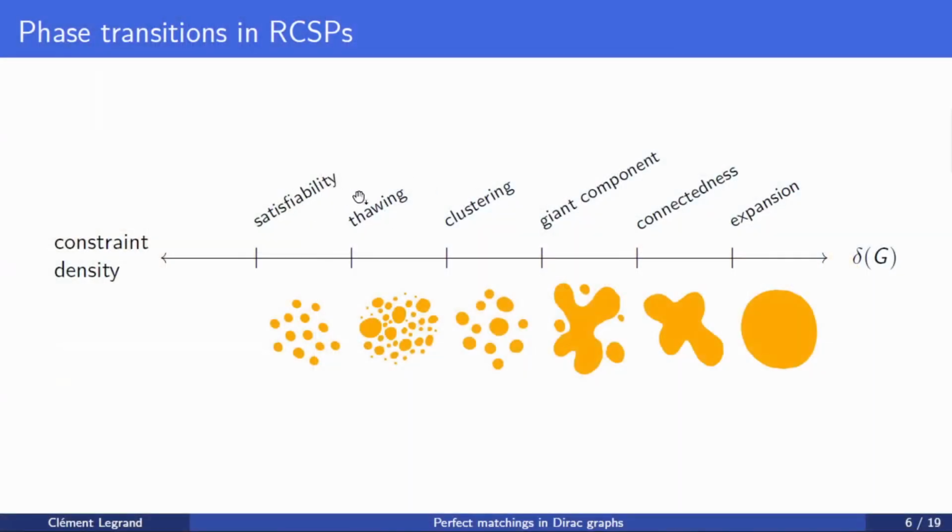And then there are other thresholds. So for example, the thawing threshold, also sometimes called the freezing threshold, is a bit different. Here you're wondering, if I look inside one cluster, can all the variables change within this cluster, or is there a variable that will be constant through the cluster? Okay, so if this variable is constant through the cluster, we say that it's frozen. And so this freezing or thawing threshold is when you have a linear number of variables that become frozen within all clusters. Okay. So those are the different thresholds we're interested in.